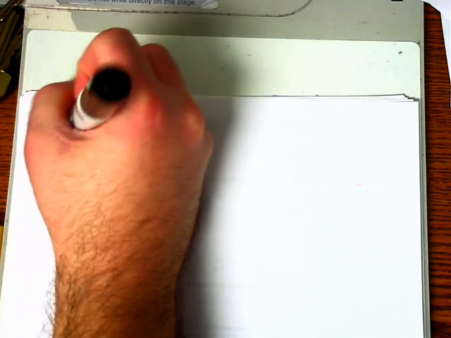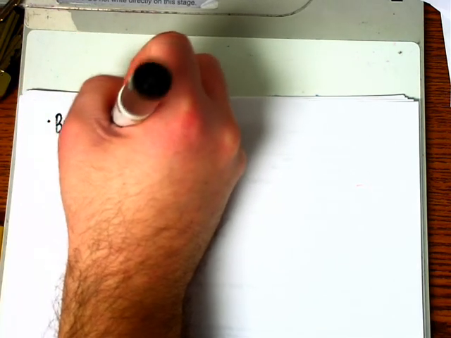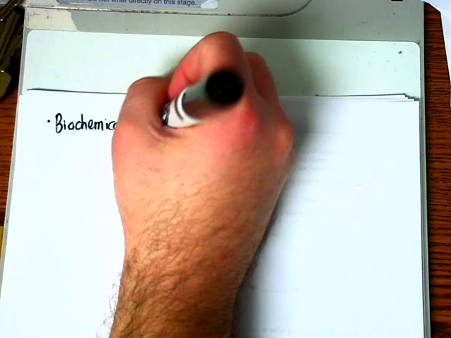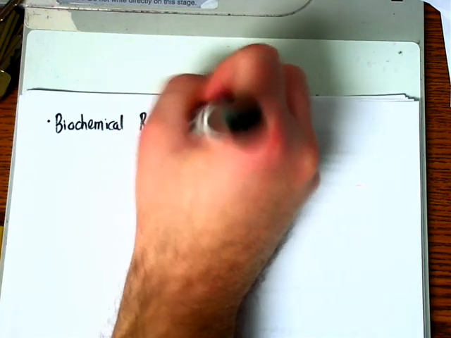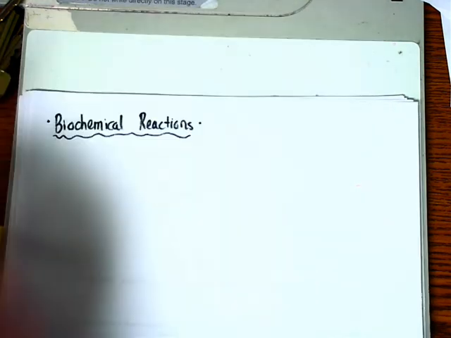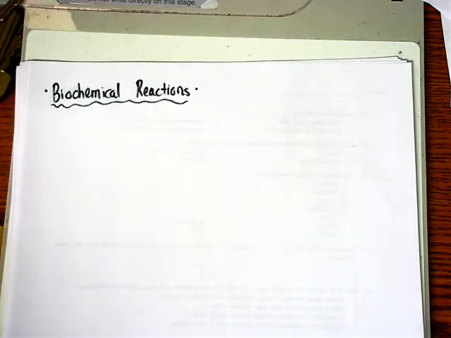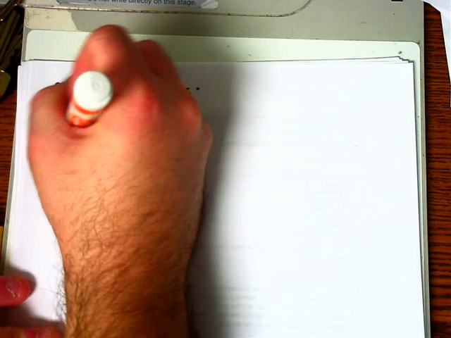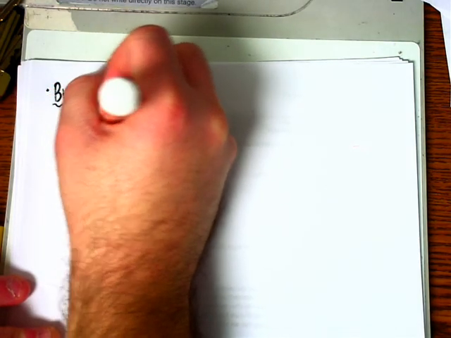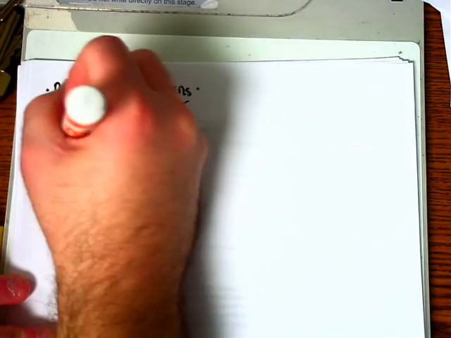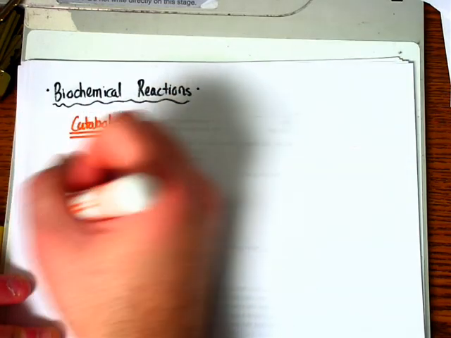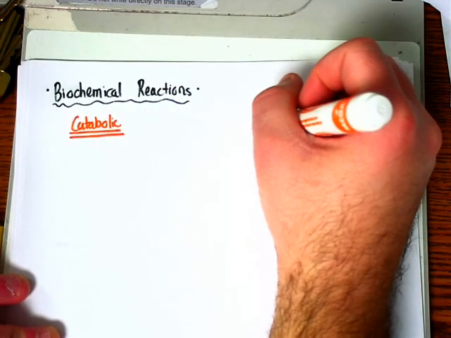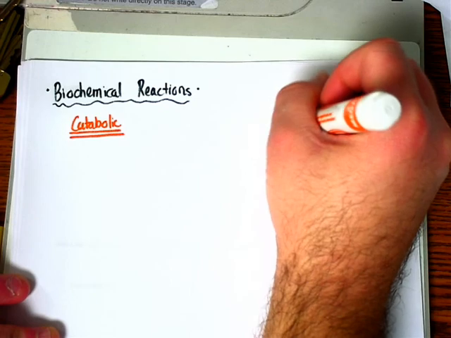Let's talk a little bit about some biochemical reactions. We talked about this in pretty lengthy detail, I think, back in the day. But let's talk about two types. Let's talk about catabolic reactions. And what was the opposing one? Anabolic.